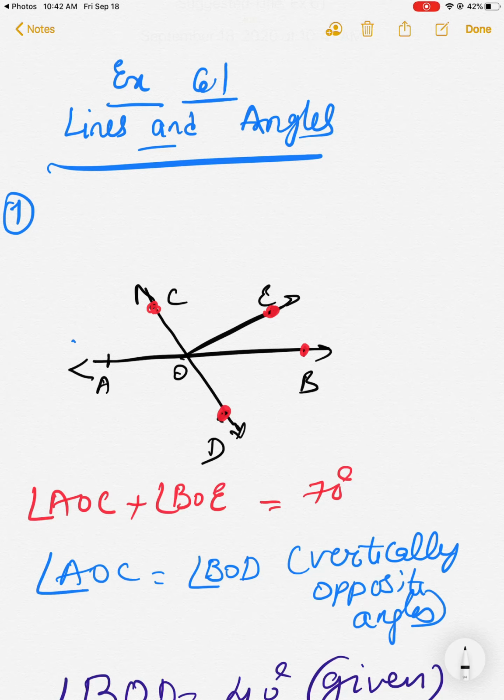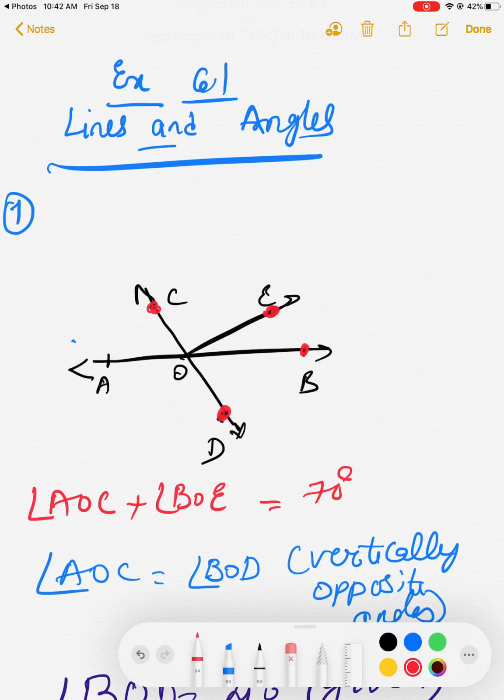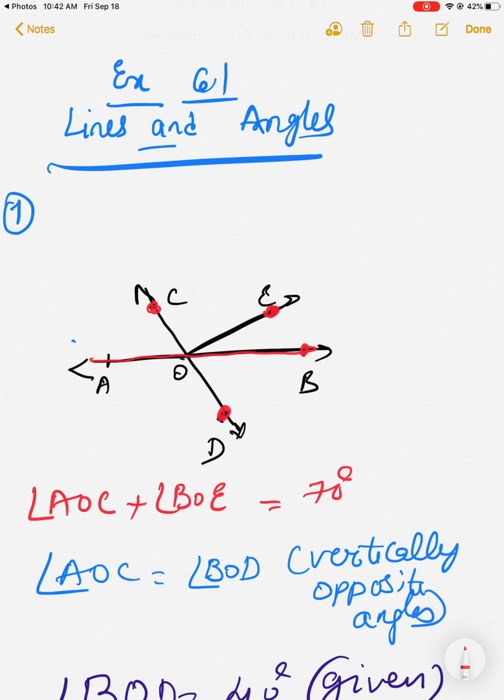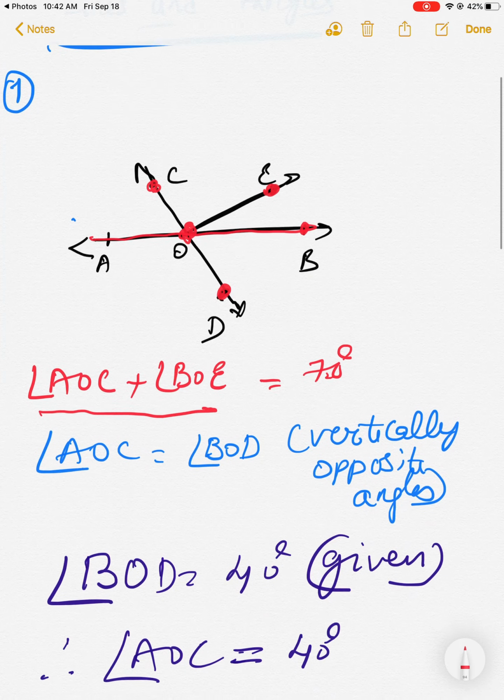In the given figure, lines AB and CD intersect at O. Now this is AB and this is CD. They are intersecting at point O. It is given that angle AOC plus angle BOE is 70 degrees. Find angle BOE and the reflex of angle COE.